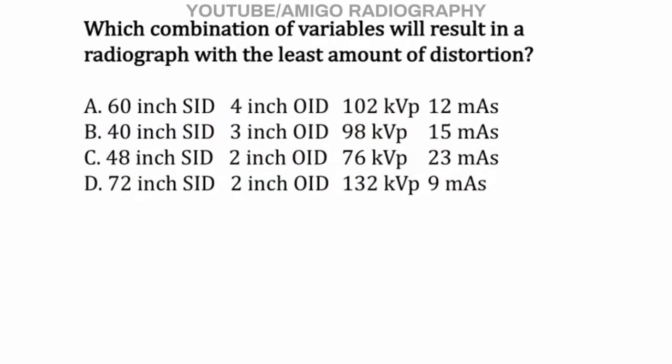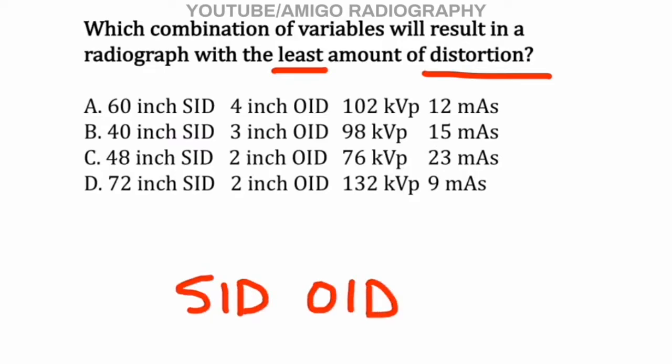Here's another question. Which combination of variables will result in a radiograph with the least amount of distortion? So we want to know which of these is going to give us the lowest amount of distortion. A few variables that definitely do affect distortion are things like the SID, the OID, and potentially distortion could be affected by the tube angle, also by the receptor angle. But in this question, we're dealing with the SID, the OID, the kVp, and the mAs.